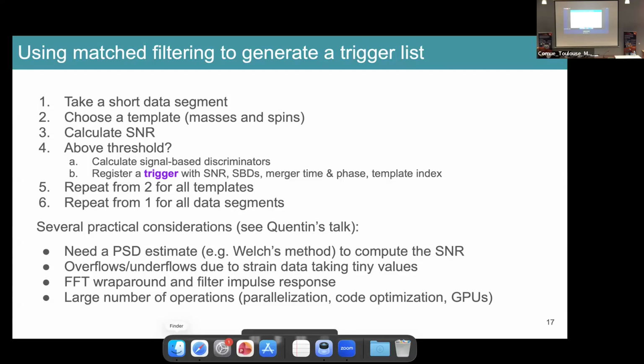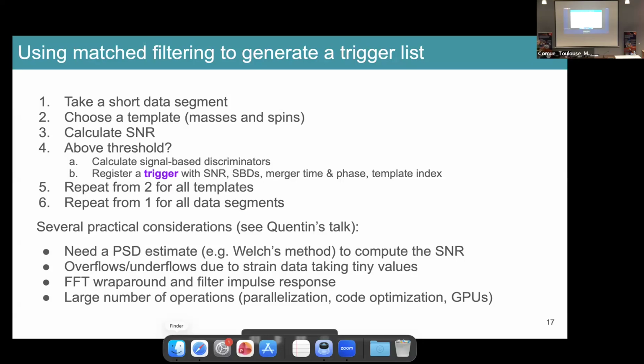So you take a data segment, you choose a template, calculate the SNR. Is the SNR above threshold? Yes. Then you calculate the signal-based discriminators. You register a trigger with some information. So the SNR, the signal-based discriminators, the time of the merger, the index of the template that generated this, and then you repeat. You repeat for all templates, for 1 million templates, and repeat for 1 million data segments. So as you can imagine, this is not a trivial operation. You will never do this on your computer. You will need a computer cluster to do this.